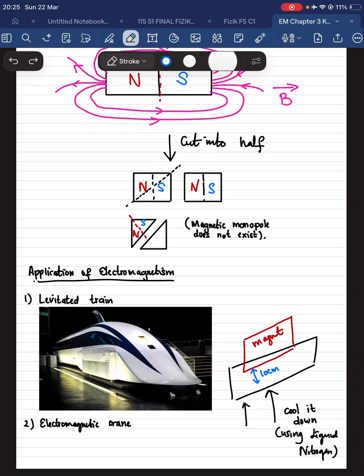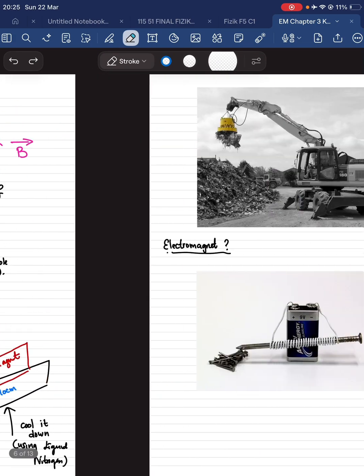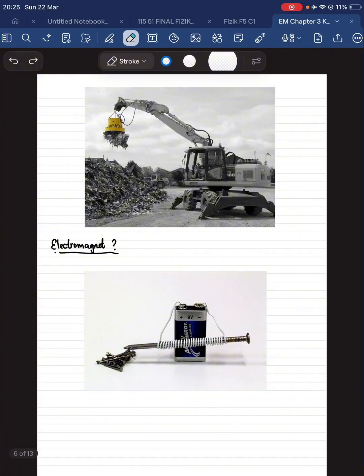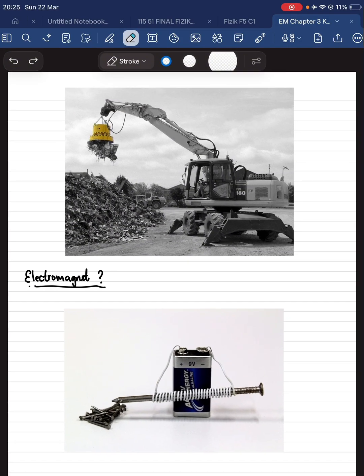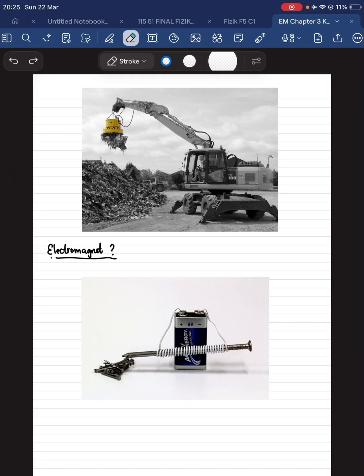And the second one is the electromagnetic crane. I believe you have seen this. This crane will lift any steel or magnetic objects that are attracted to a magnet, and it will be easier for them to throw this rubbish away. It works on the principle of electromagnetism, or the electromagnet.